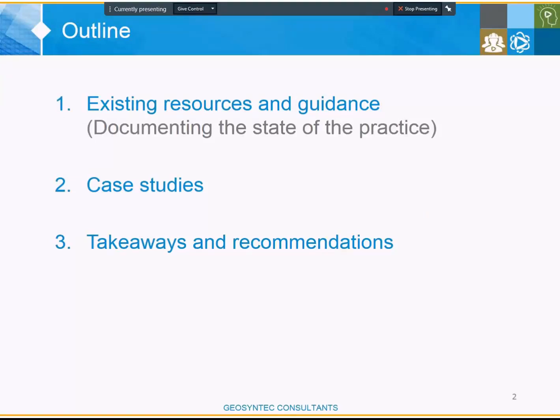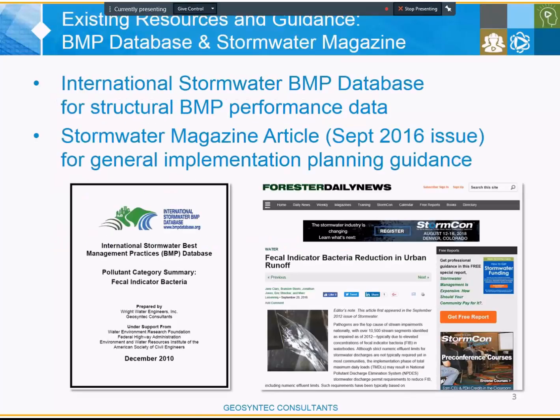There are a lot of different ways I could have taken this. I'll focus on describing and documenting the state of the practice as it's reflected in existing available resources and guidance, then talk about some case studies, and then wrap things up with takeaways and recommendations. And where to begin on available resources? Well, on BMPs, especially structural BMPs, the commonly accepted resource that is most comprehensive and most used is, I believe, the International BMP Database, which can be found at bmpdatabase.org.